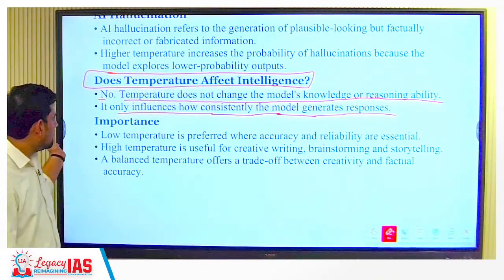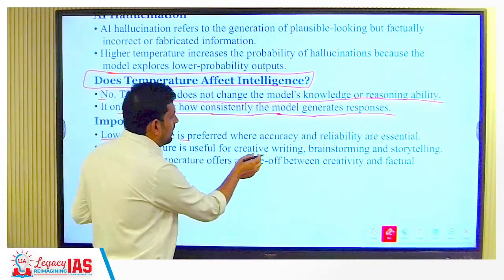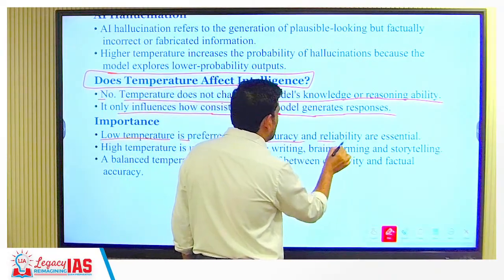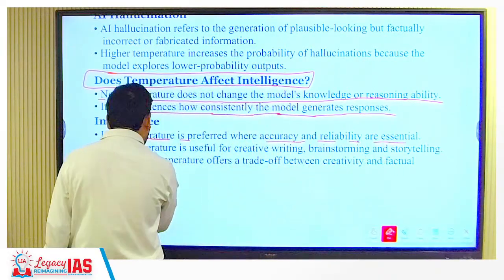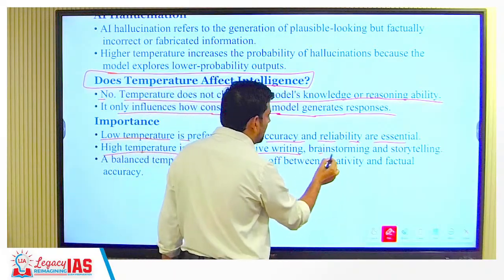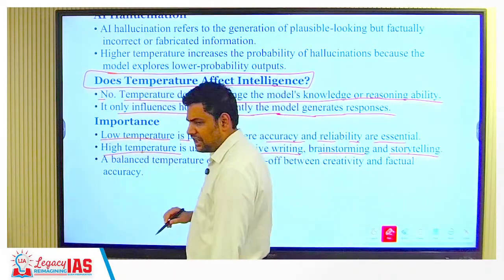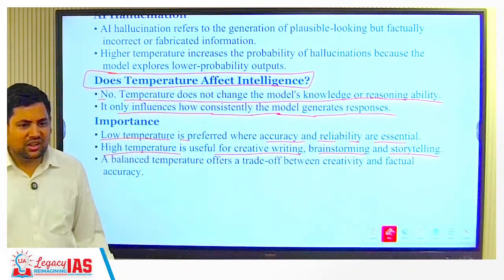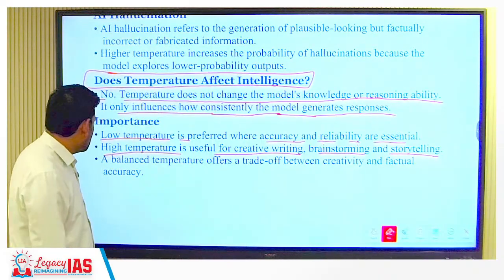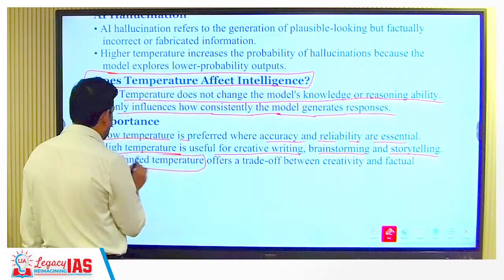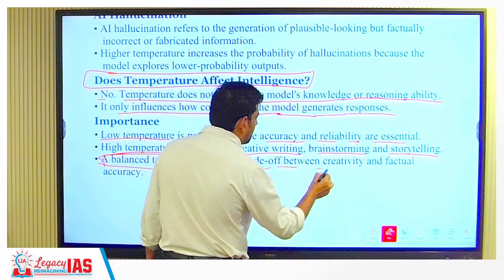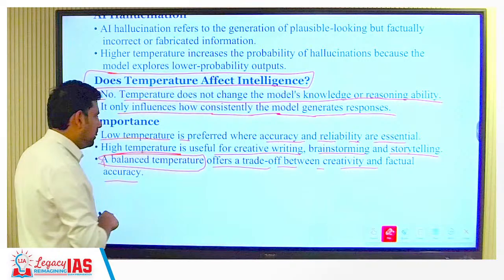Then the importance: low temperature is preferred where accuracy and reliability are essential. High temperature is useful for creative writing, brainstorming, storytelling, correct? Because if that element is not there, then it will not be able to generate anything new for you. So a balanced temperature is needed that offers a trade-off between creativity and factual accuracy.